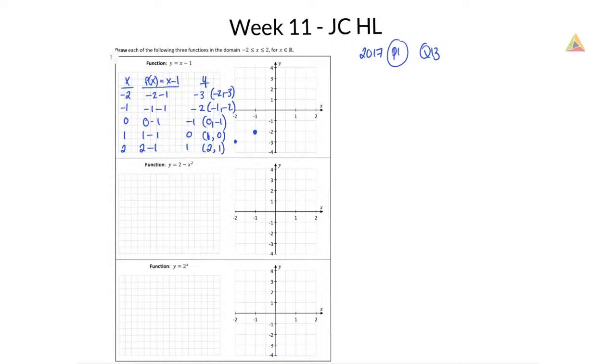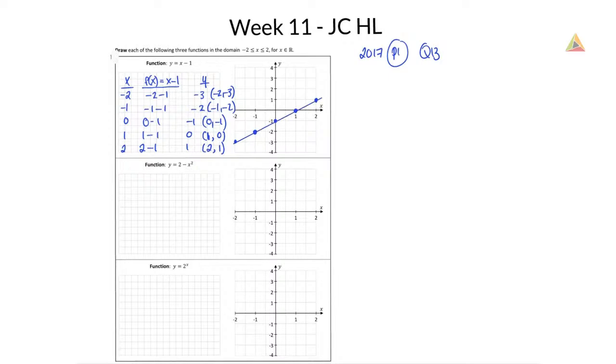The next point is 0, minus 1. So 0 on the x-axis, minus 1 on the y-axis is there. So I'm just going to colour in my point there. Then we have the point 1, 0, which is going to be here. And then we have the point 2, 1, which is here. Now your best thing here is to use a ruler to connect your points and try and get the best fit line you can. So I'm just going to join up all my points there, and that gives me my function.